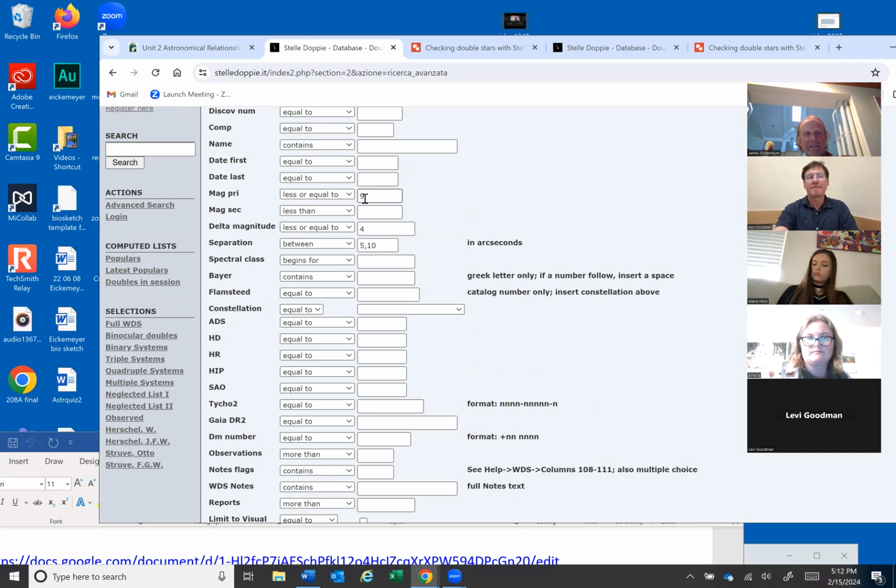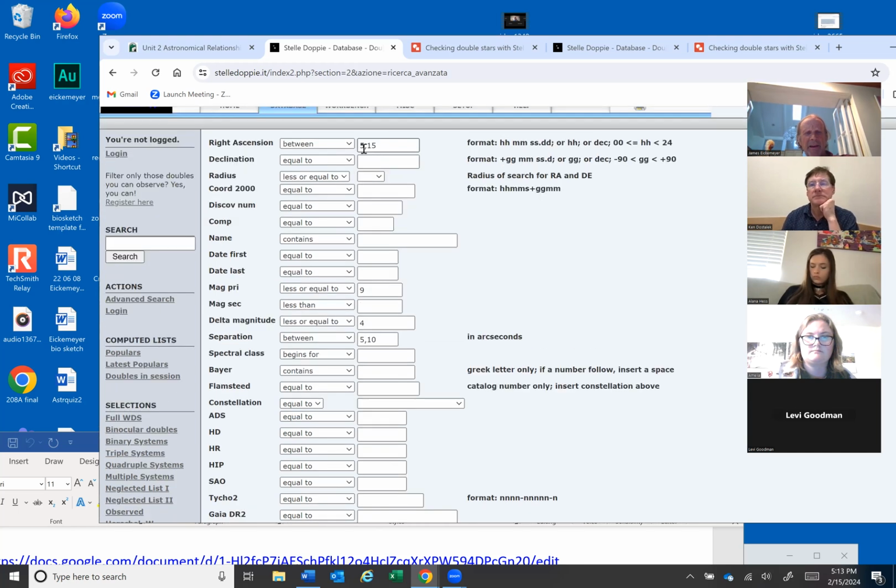With the magnitude, it's okay for it to be brighter, but brighter means less here. And so brighter is less than or equal to 9. And then here, we want it to be visible in February. And so our right ascension is between 5 and 15.